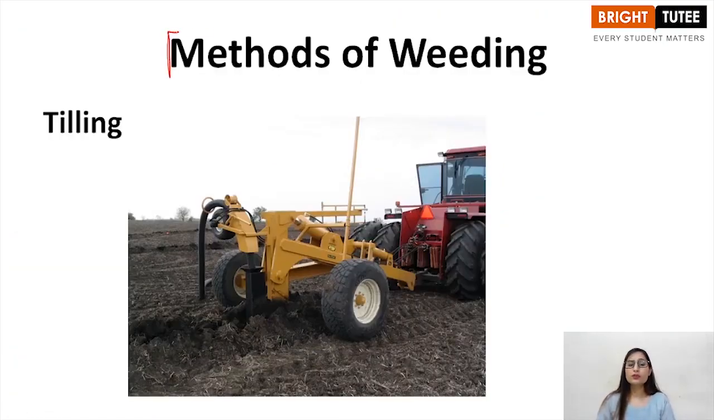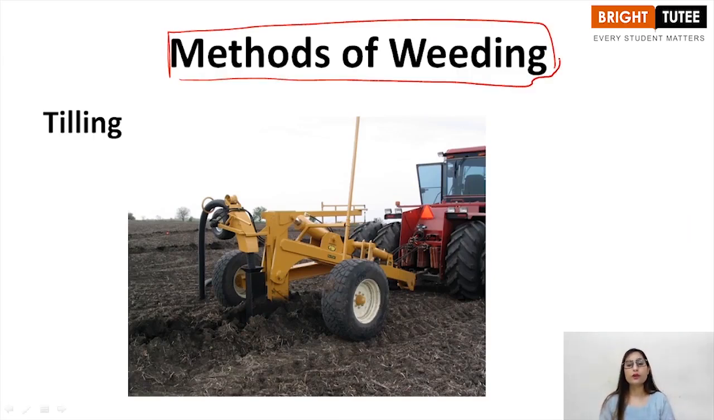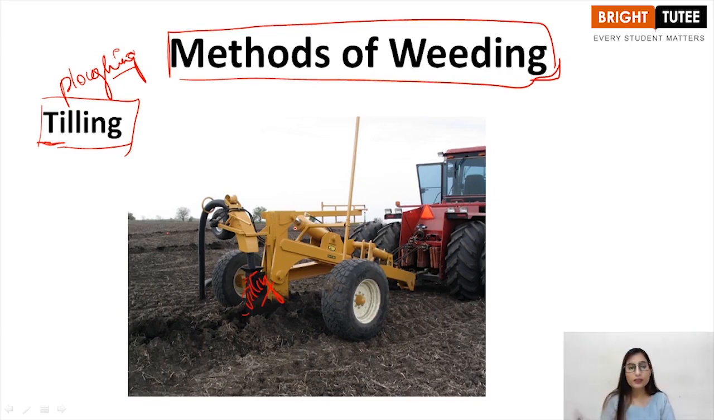Now coming to the methods of weeding. What are the methods of weeding? First is tilling or plowing. Now students, when the soil is being prepared for the sowing of seeds, at that time plowing is done. Plowing, as you know, is done with the help of a machine as well, right? Seed drill. So this is a machine which is doing plowing, right? It is doing tilling. So when tilling is done, the weeds are automatically uprooted because the soil is being turned. So weeds are automatically uprooted, and hence tilling helps in removal of weeds, right?